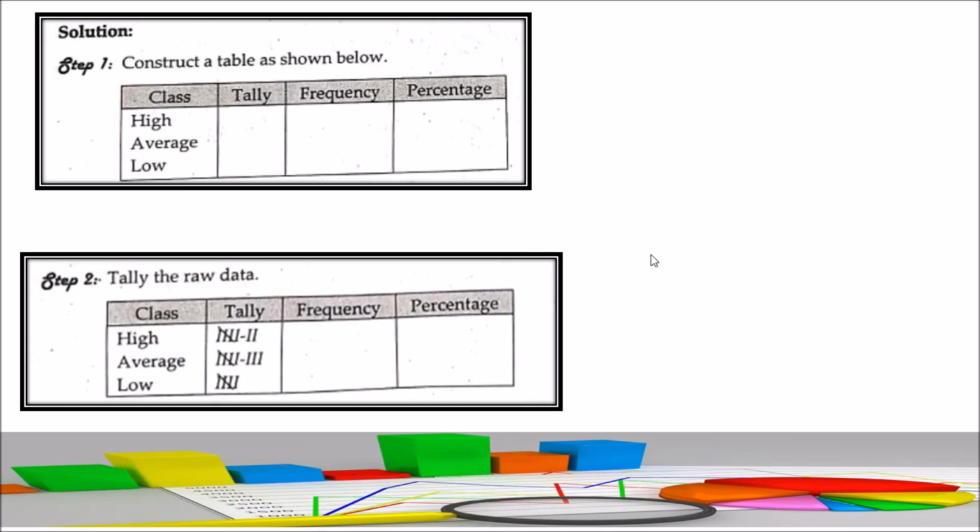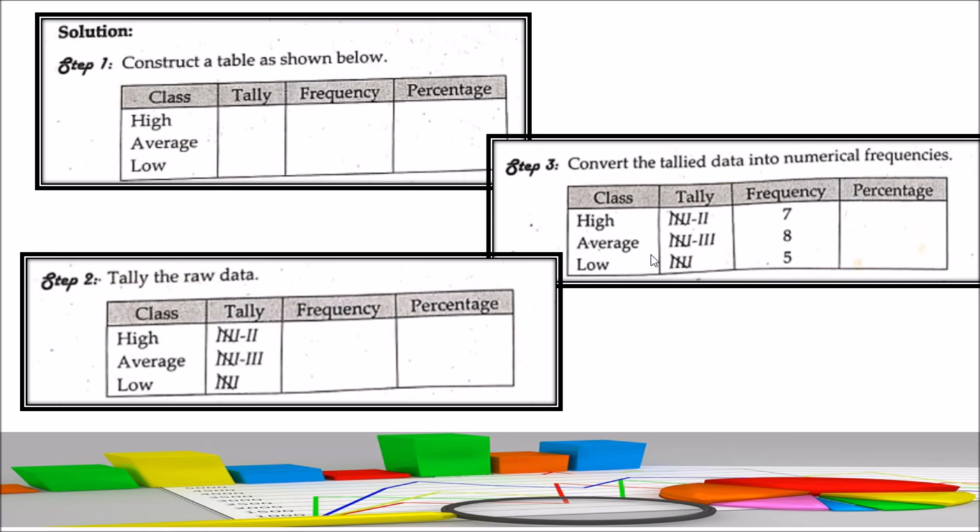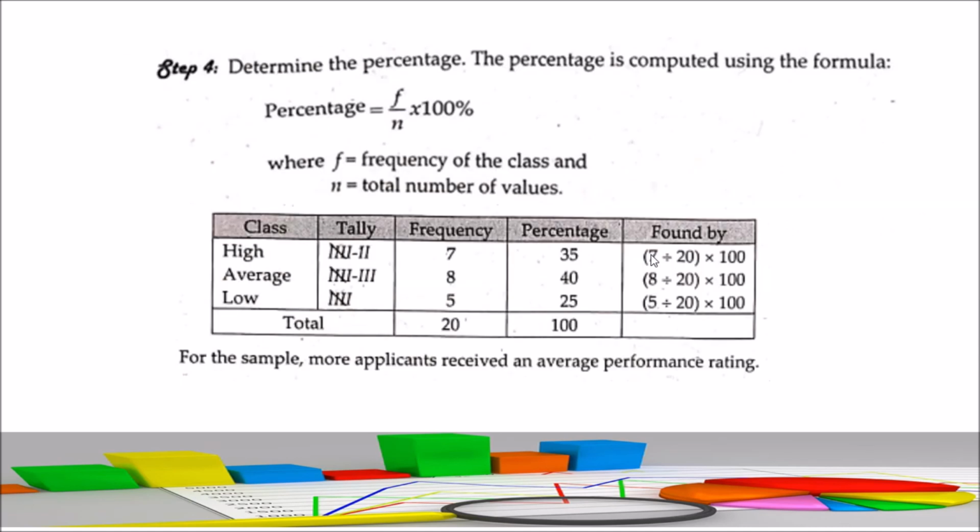In step 2, we can now tally the raw data. For high, we had 7. For average, we had 8. And for low, we had 5, a total of 20. Then, step 3, we need to convert the tally data into numerical frequencies. So, 7, 8, and 5 respectively. And step 4, determine the percentage.